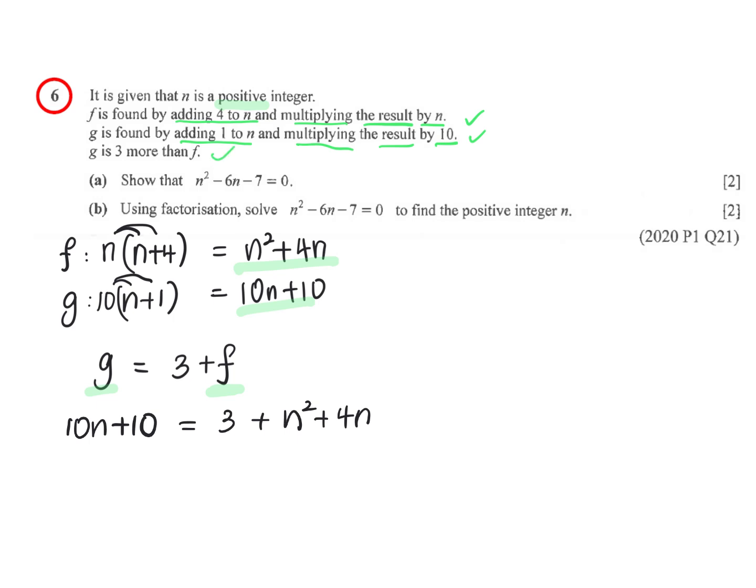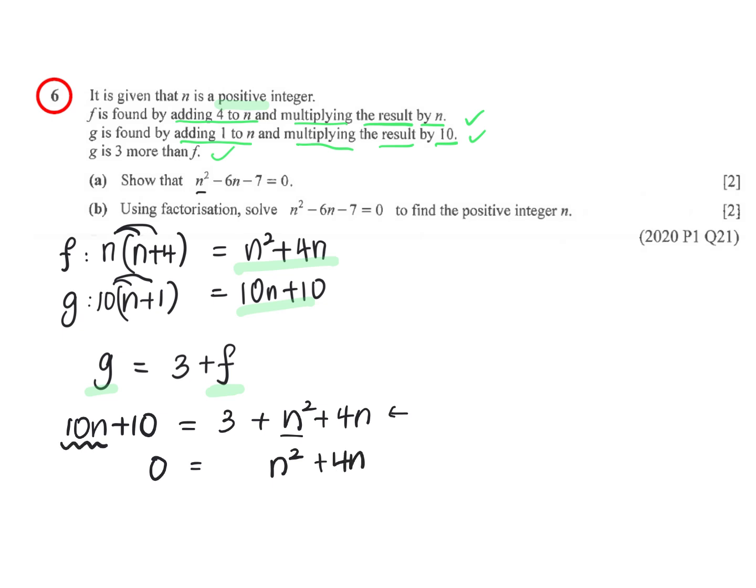Now the question says, show that n squared minus 6n minus 7 equals 0. So from this equation, I'm going to rearrange all the terms. Since they want one side to be equal to 0, I need to shift everything over to one side. And you notice they want n squared. This side over here is positive n squared. So I'm going to keep everything over onto the right, and the left hand side should become 0. So in this case, I should have n squared plus 4n.